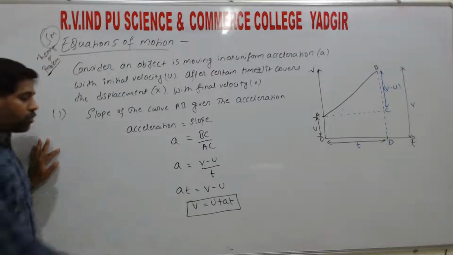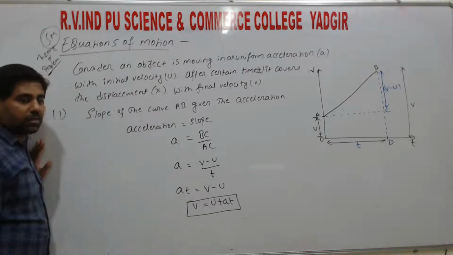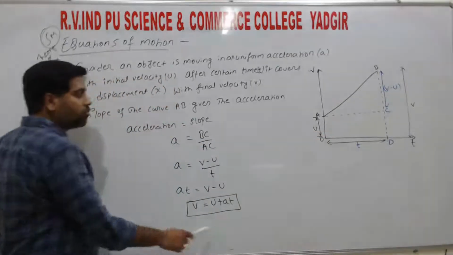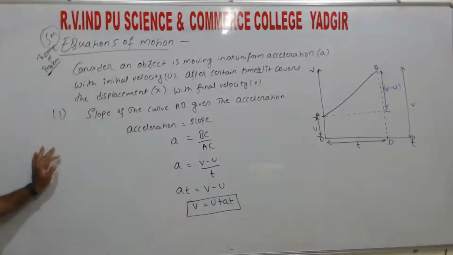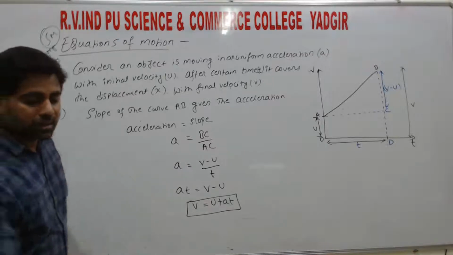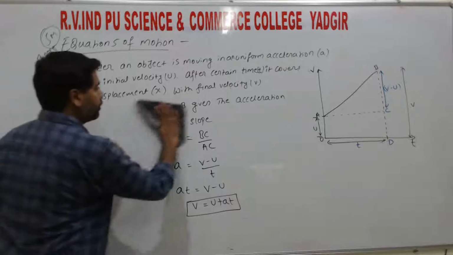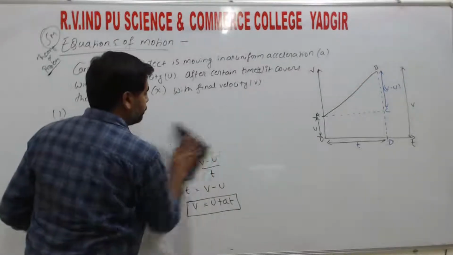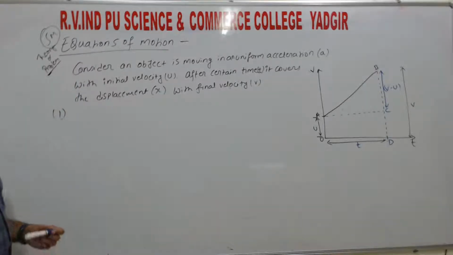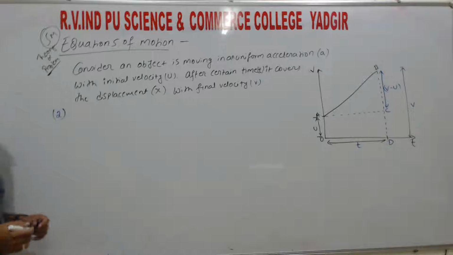So if they ask only to derive this, we need to write all these things, right? So the explanation for the corresponding diagram, and next, these are the mathematical steps, right? So next, second equation. For the same diagram and same explanation, right?